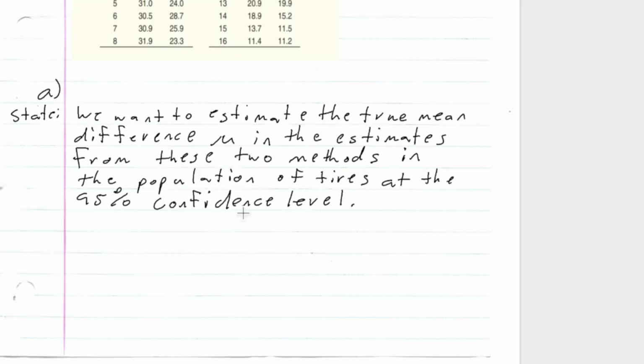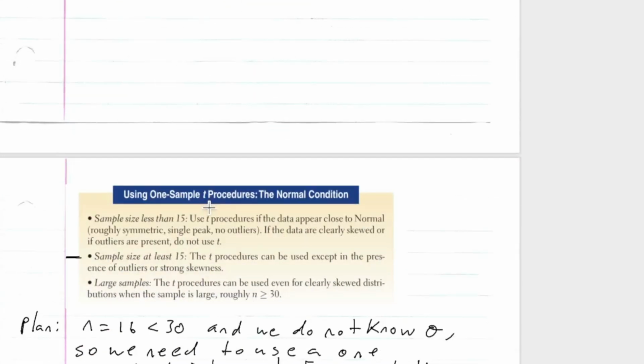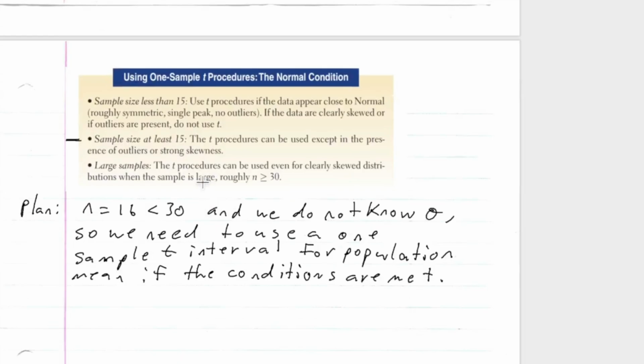So the first thing we need to do is our plan. And the first thing I've noticed is that we have 16 data entry points, right? So remember, we don't have that magic number 30 to use the central limit theorem. So we're going to have to use our T procedures, and in order to get that normal condition for the T procedure, our sample size needs to be at least 15, which it is. Okay, and we can use this T procedure except in the presence of outliers or strong skewness. So we have to figure out if this data has outliers or strong skewness.